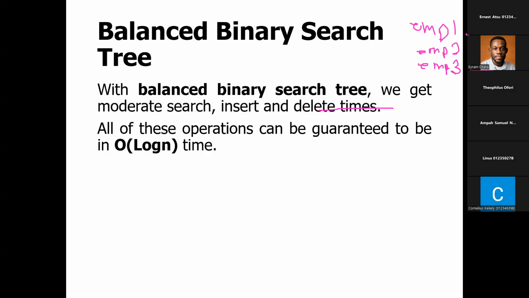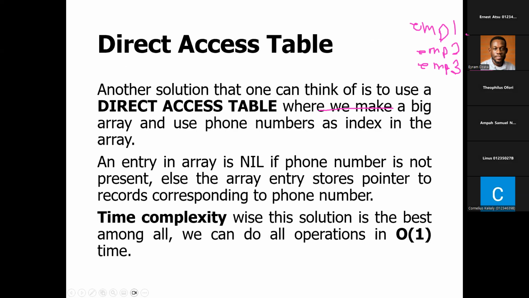Okay, so let's go on. So that's also for the binary search. It also takes log n. Now, then we have the direct access table, which is also another way of handling a list of items.